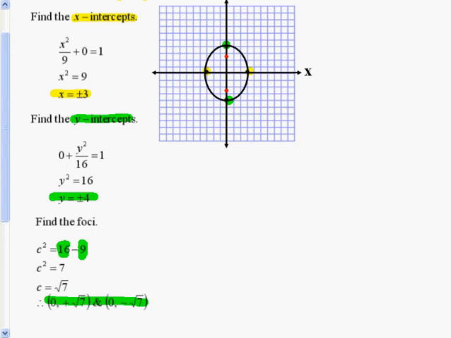We know that the foci are on the vertical axis because the major axis, the longer axis, is vertical in this case.